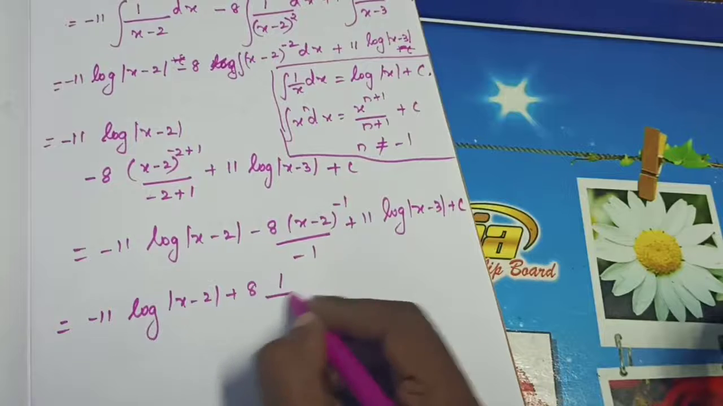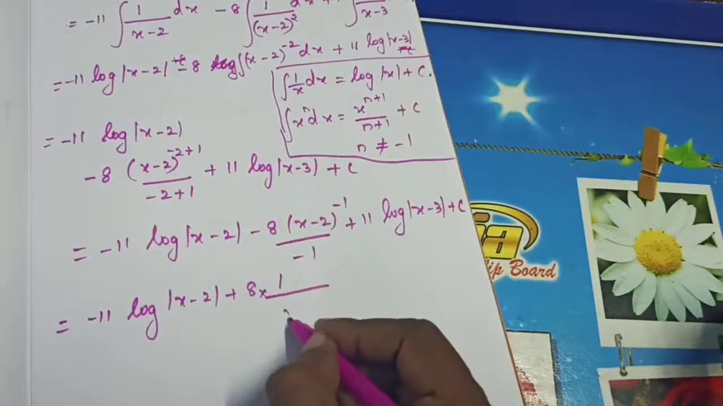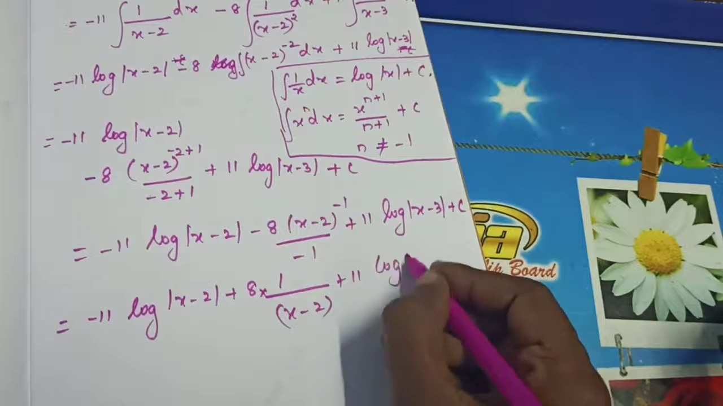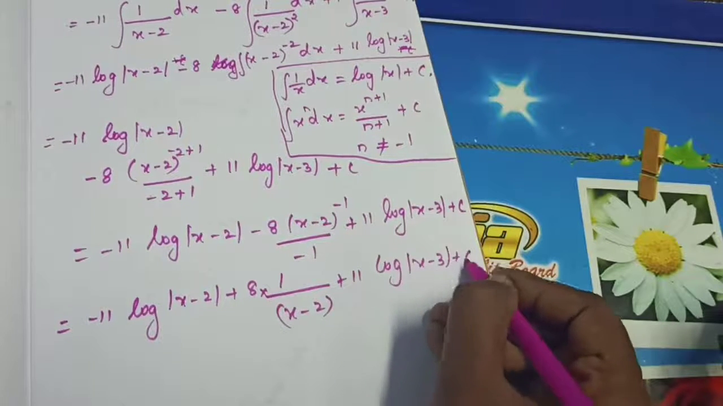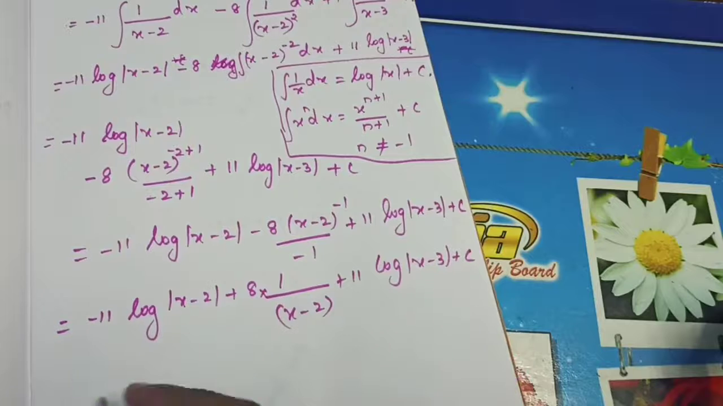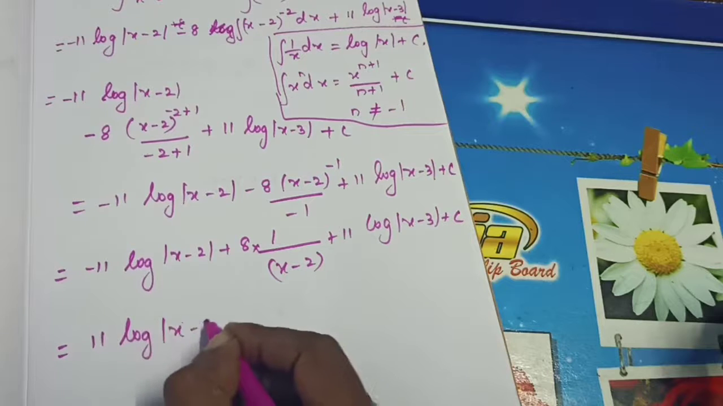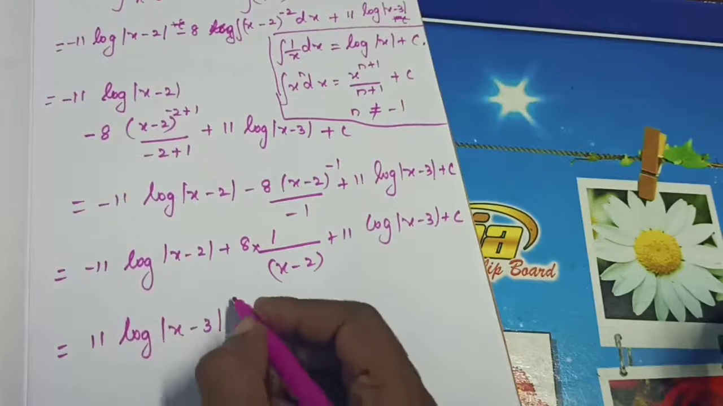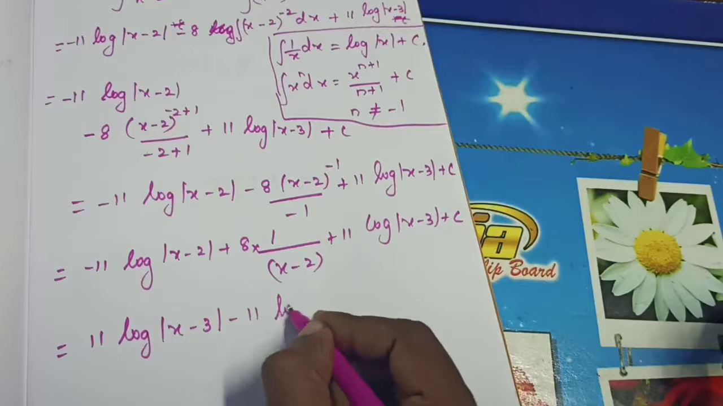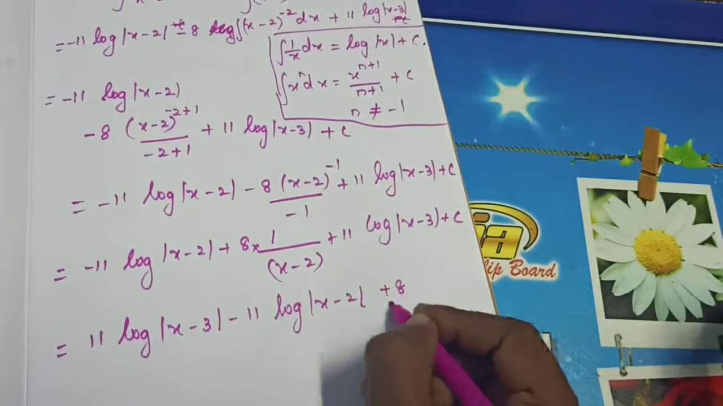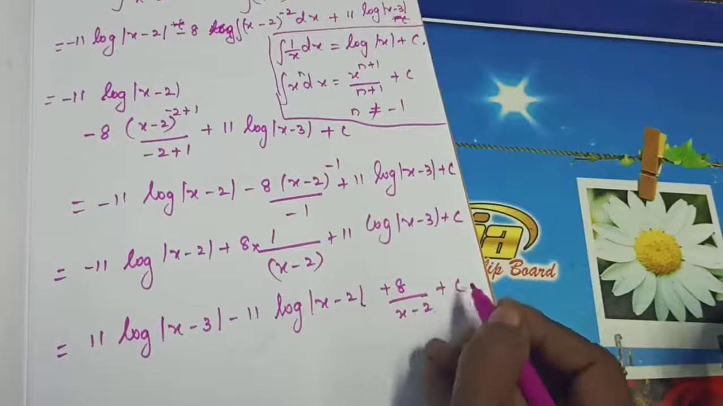Okay, shall we bring this to the new denominator? Into 1 by x minus 2, correct? Plus 11 log of mod x minus 3 plus 1. Okay, now collect the log terms together. Shall we write the plus term first? So 11 log of mod x minus 3 minus 11 log of mod x minus 2. What's the next term? Plus 8 divided by x minus 2 plus, correct?